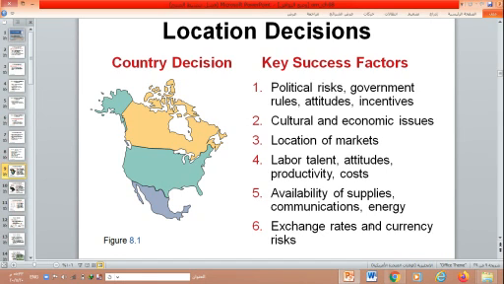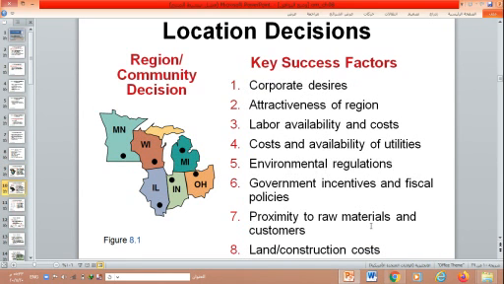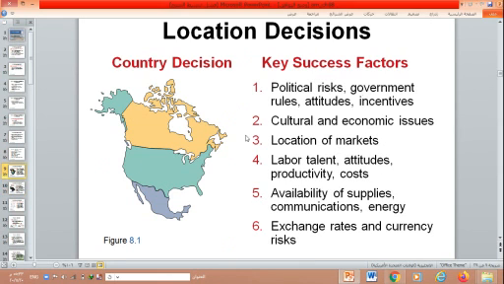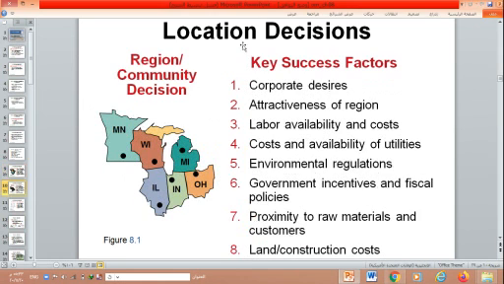After we decide whether to locate our facilities in this country or another, we go to the next decision, which is to decide in which region or community to locate our facilities. In which region or community do we want to locate our facilities? Just as we did here an analysis of the key success factors related to the country, here we will do an analysis of the key success factors related to the region or the community, or the specific geographic area where we want to locate our facilities.